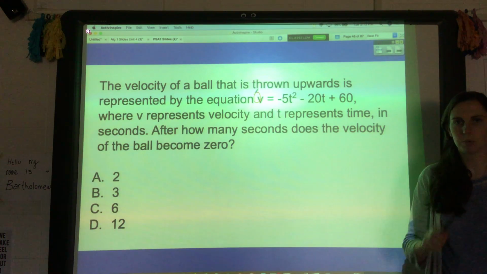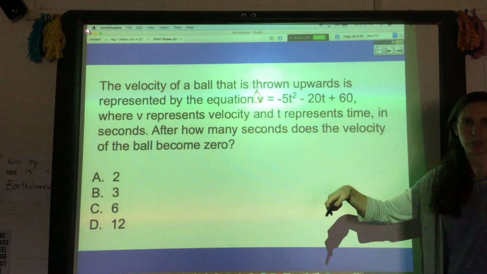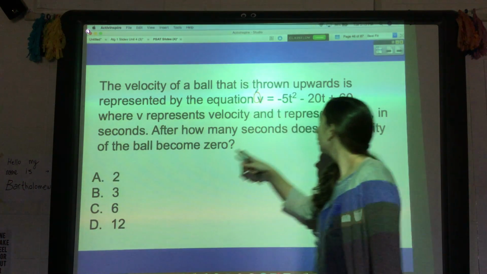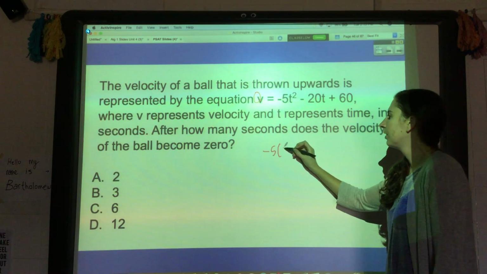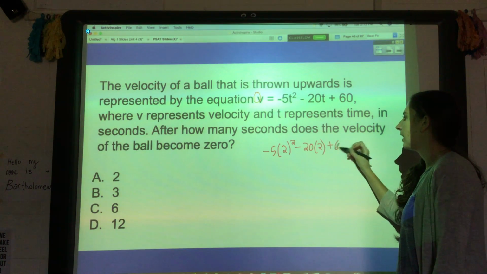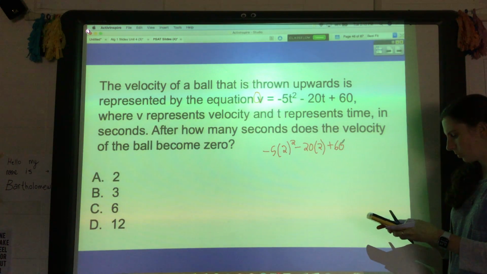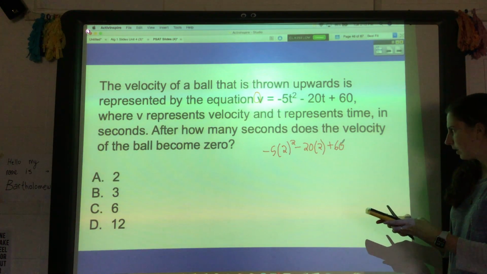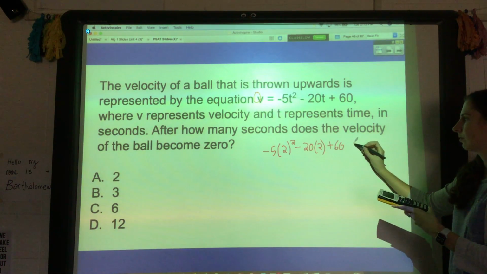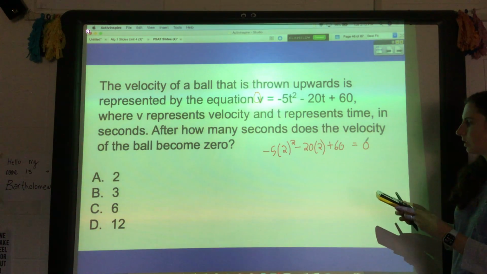There are many ways to do this, and we're going to talk about this in a second, but maybe the easiest way is just to try the answer choices in this particular problem. Like if you put in 2, does negative 5 times 2 squared minus 20 times 2 plus 60 equal 0? And so negative 5 times 2 squared minus 20 times 2, and it does. So there we go. It equals 0.